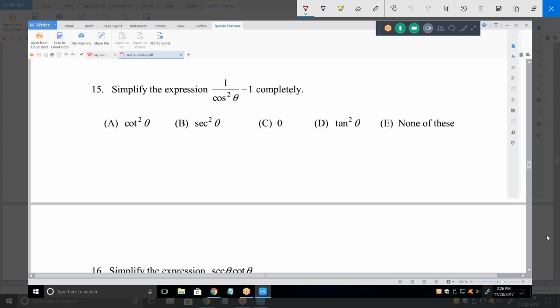All right, this is going to require you to have your trig identities memorized. Let's start with 1 over cosine squared of theta. What's that equal to? This right here.